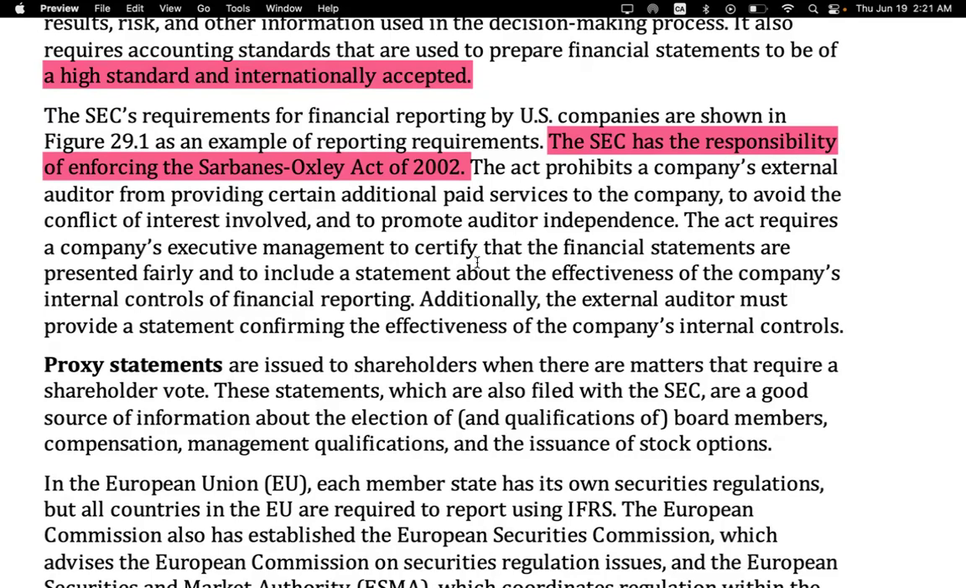So the Sarbanes-Oxley Act basically stated that if an auditing firm is auditing a company, then they should not be doing anything else for that company. They should not be giving any other service to that company. So the Act prohibits a company's external auditor from providing certain additional paid services to the company, right? Because if you're giving them so much business, they're not going to give you a bad review.